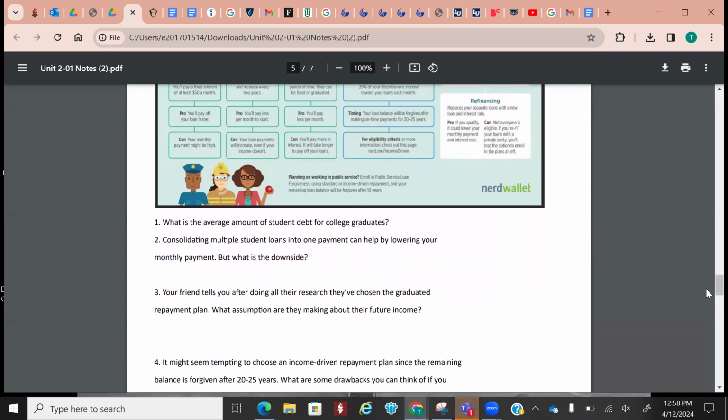Okay. So what's the average amount of student debt for college graduates? Looking over this little info thing, it's about $30,000. 30,000 is about the price of a newish car. Okay. Two, consolidating multiple student loans into one payment can help lower your monthly payment. But what is the downside? So the downside is you can't undo it.